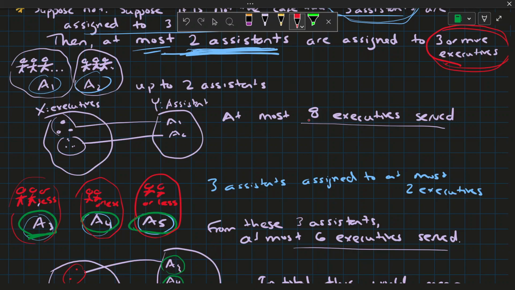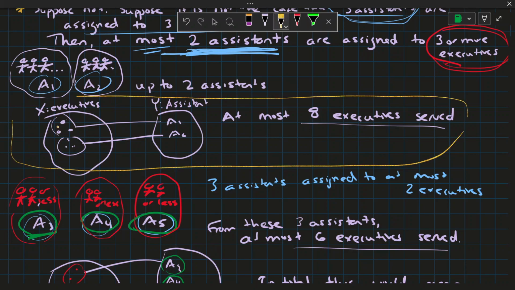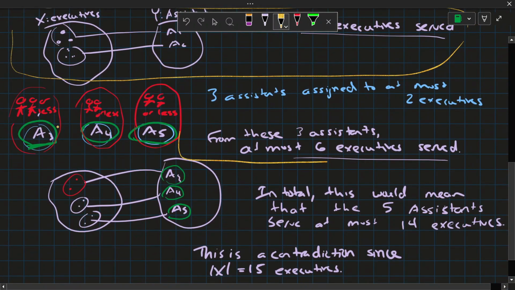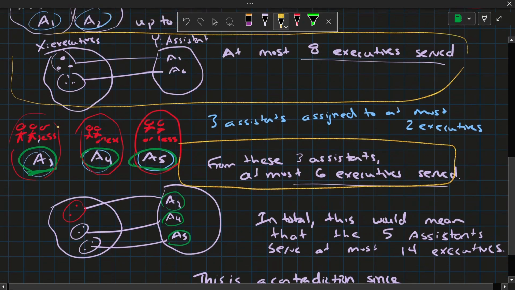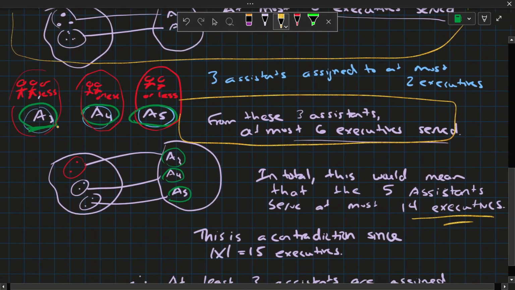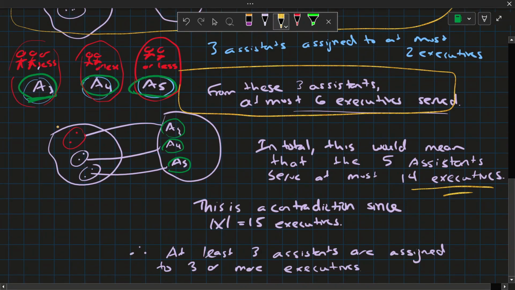And using the contrapositive of the pigeonhole principle, we said, okay, that means that this happens and that this happens. And so we have at most 8 plus 6 is 14 executives served, and that's a contradiction overall, since we knew at the very beginning that we had 15 executives. And therefore, our original claim that we wanted to show is true.